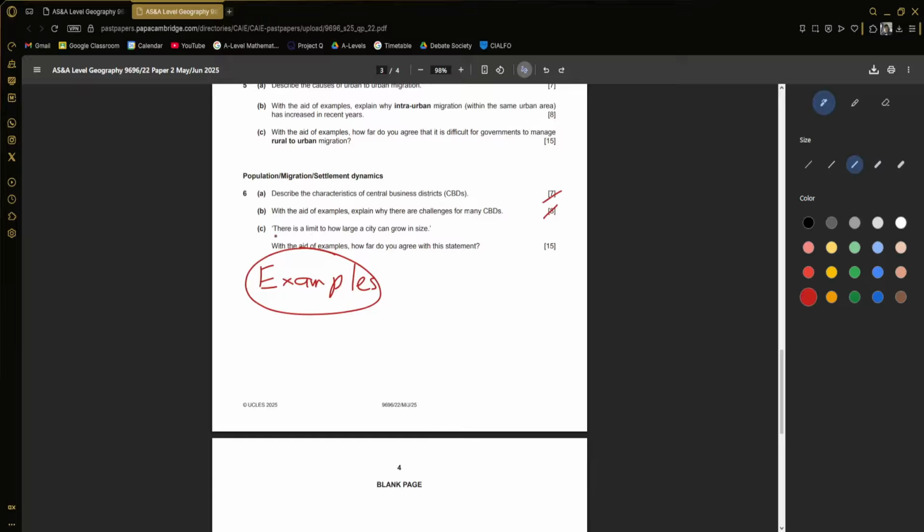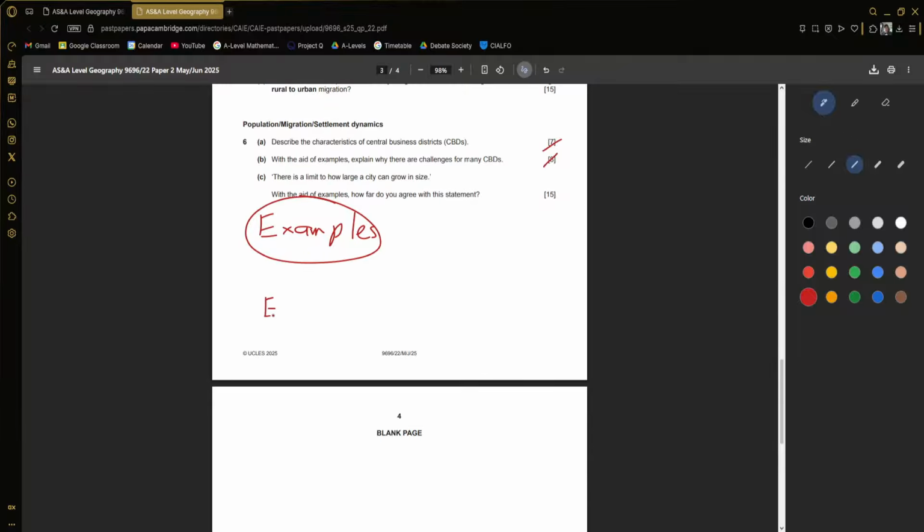6C is the big case study 15 mark question. There's a limit to how large a city can go in size. With the 8 examples, how far do you agree with this statement? So this question is how far do you agree? If you watch my last video, the last video was evaluate the attempts to something mass movements. So it's not an extent question, but this is explicitly asking you how far do you agree. So it's an extent question.